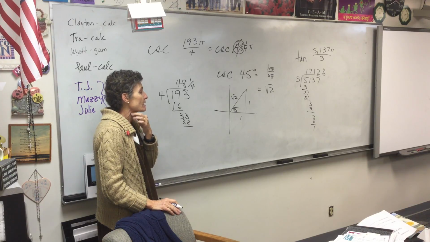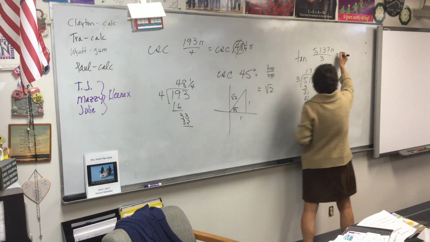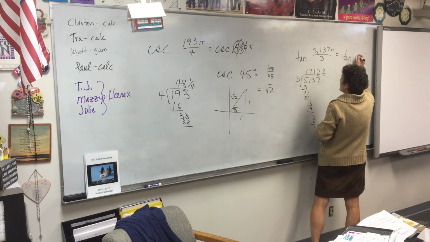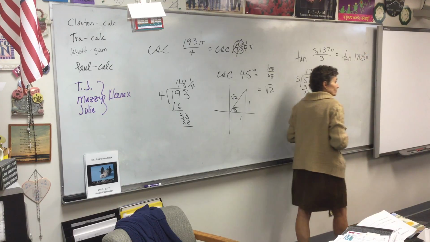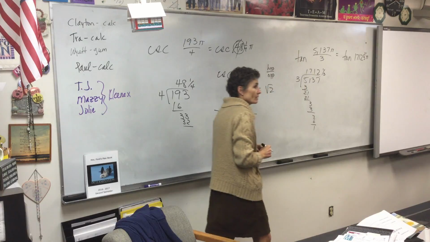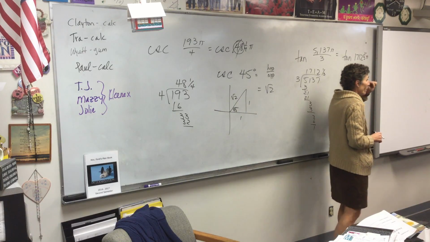Jack's typing it in. Is that right, Jack? Okay. So, this is the same then as the tangent of 1712 and a third pi. Tell me about 1712 pi.